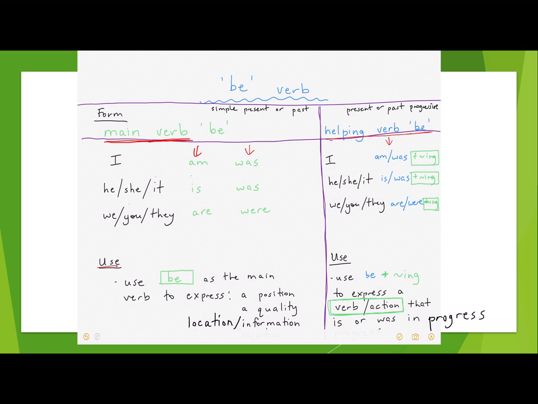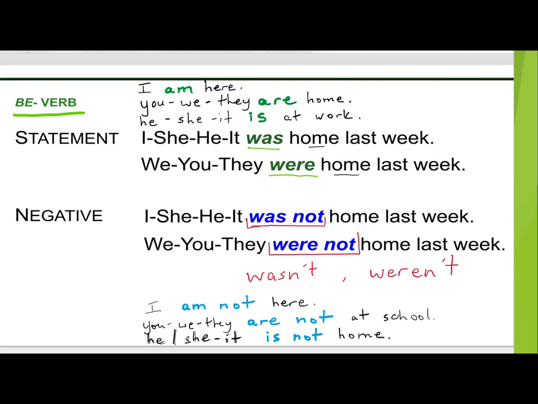It's not what the subject is doing. It's information about the subject, such as the subject's position or another quality, in other words, an adjective, a quality about the subject, or other information about the subject, like the location of the subject. Okay, let's take a look at it. In the present form, the be verb, I am here, that's location. We are home, location. She is at work, location.